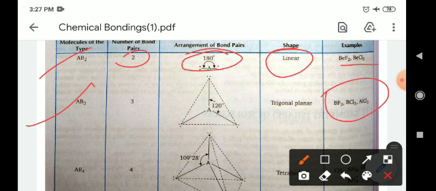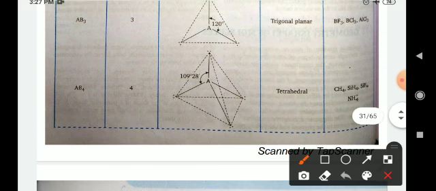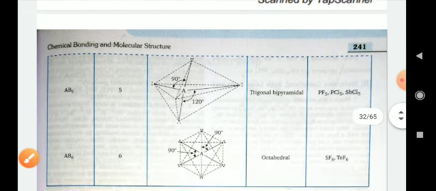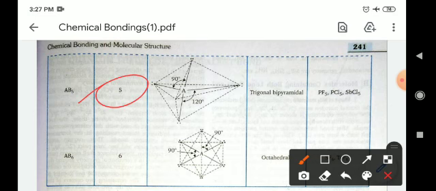AB3 type, example BF3 and BCl3. All three bonds repel each other and exist with an angle of 120 degrees, and this shape is known as trigonal planar. AB4 type molecules, for example CH4 and SiH4. There are four bond pairs, and these four bond pairs repel each other and exist far apart with a bond angle of 109 degrees 28 minutes. The shape is known as tetrahedral.